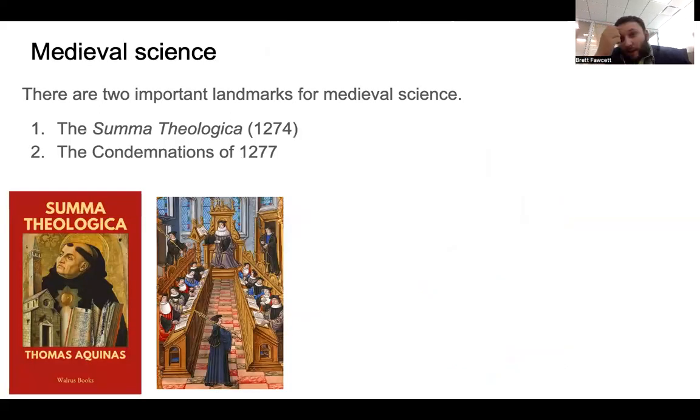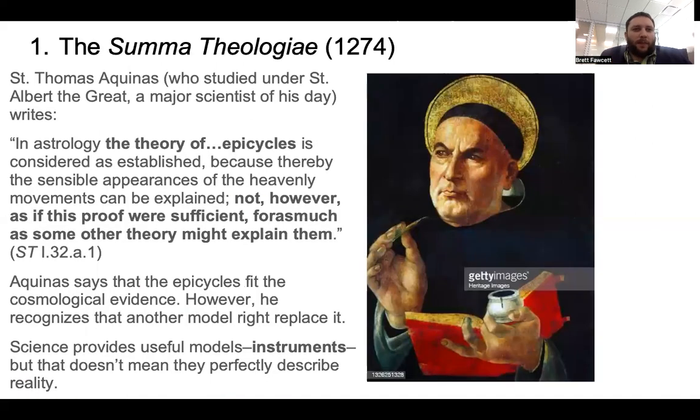Then we get to medieval science, about which much could be said, but let's focus on two moments. One is the Summa Theologica of Thomas Aquinas, and the second is the Condemnations of 1277. Go over these both quickly. Now, Aquinas had studied under St. Albert the Great, who was quite a great physical scientist in his day.